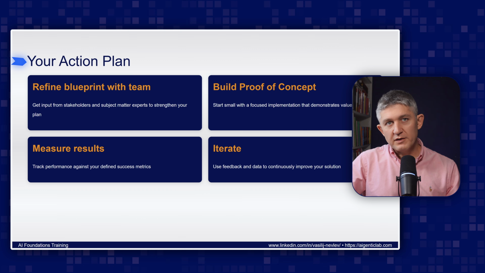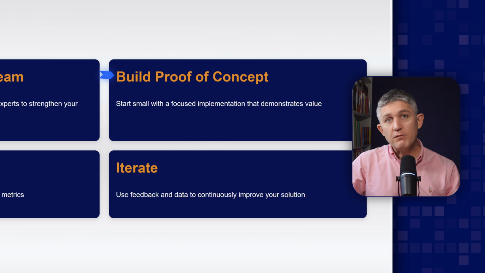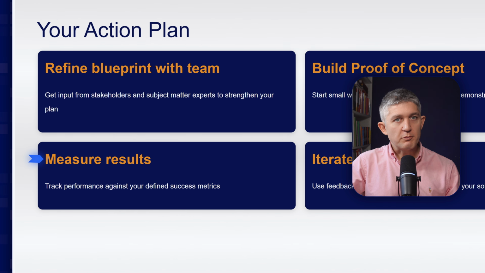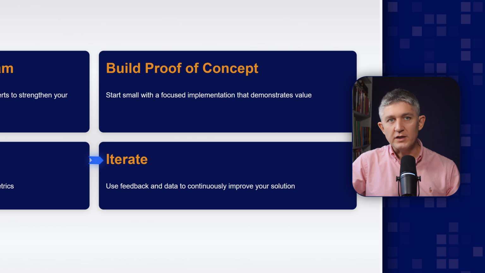Your action plan after this session would be to refine the blueprint with your team. Get input from your stakeholders and experts. Build a focused proof of concept. Make sure the blast radius is small when trying it out, and aim to demonstrate the value quickly. Measure results against your metrics and share the wins. Consider iterating based on the feedback and data. And remember, AI implementation is iterative. You need to learn and adjust as you go.